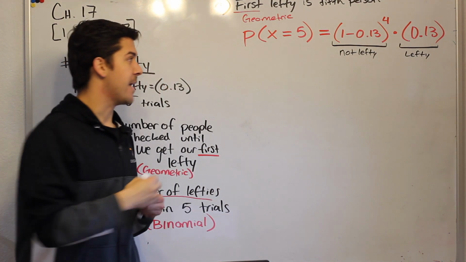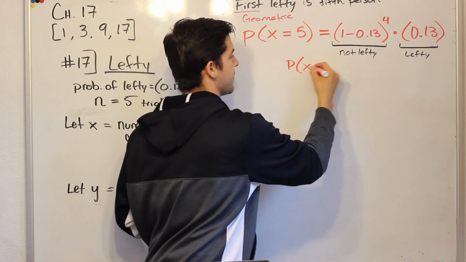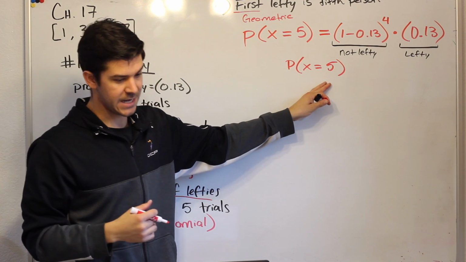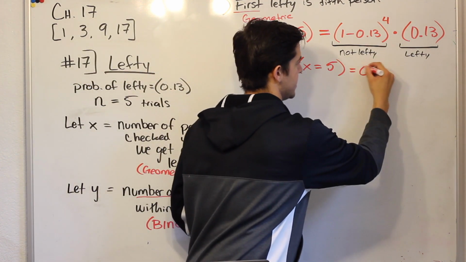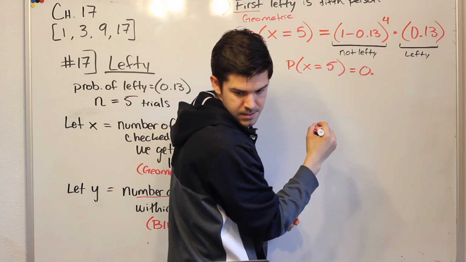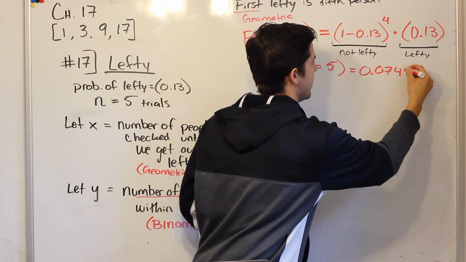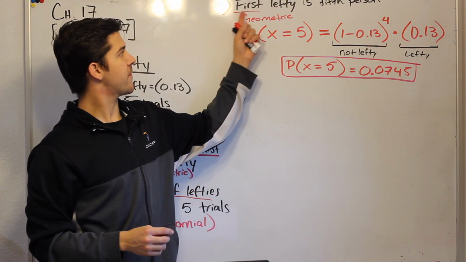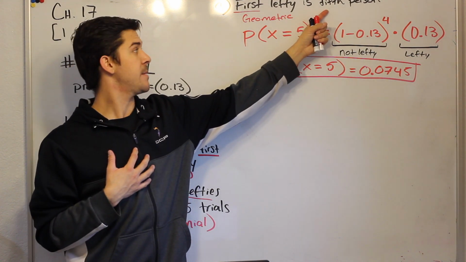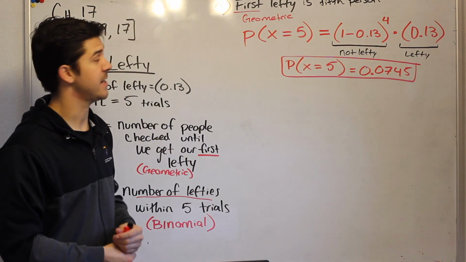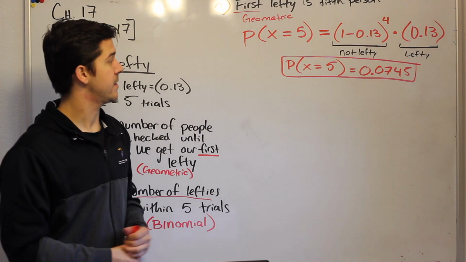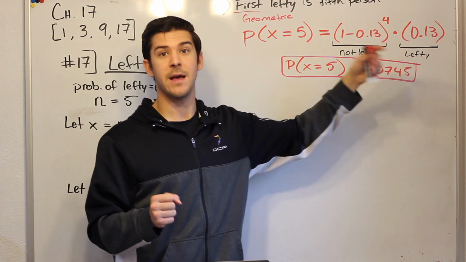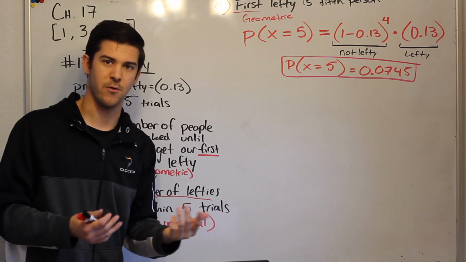In this case, if you do the math on your calculator, we get that the probability of us finding a left-handed first person on the 5th attempt is actually going to be 0.0745. Once again, if we're looking for the first lefty on the fifth person, that means the first 4 people must not be left-handed. The fifth person has to be left-handed. So we need 4 times for somebody not to be lefty after we choose them, and then the 5th time have them be a left-handed person.